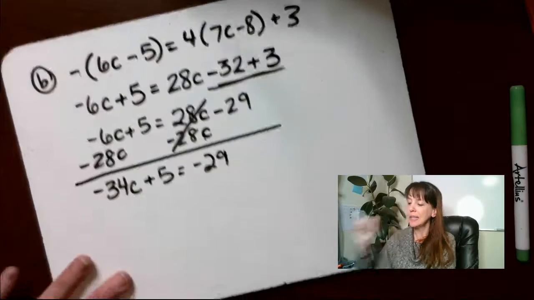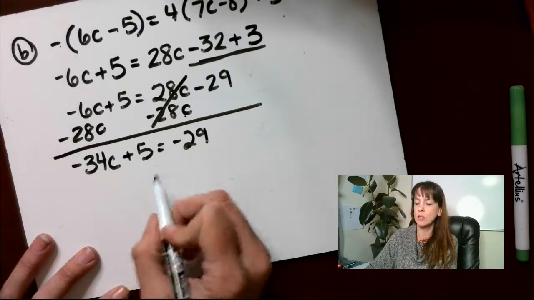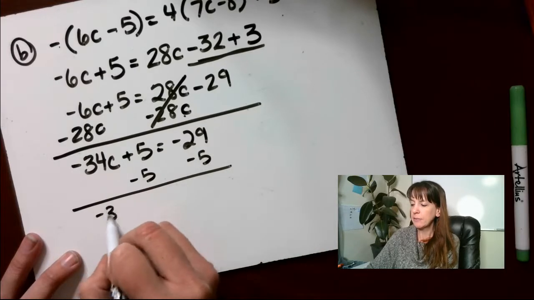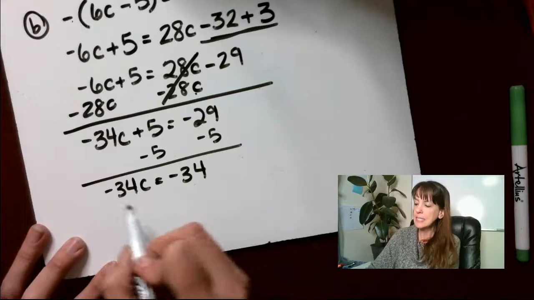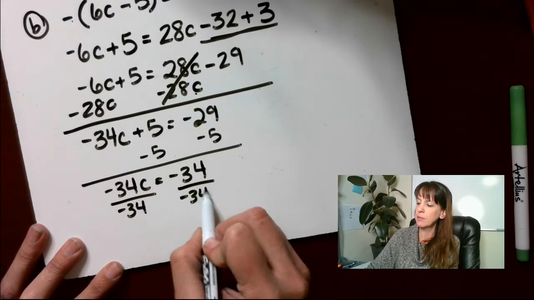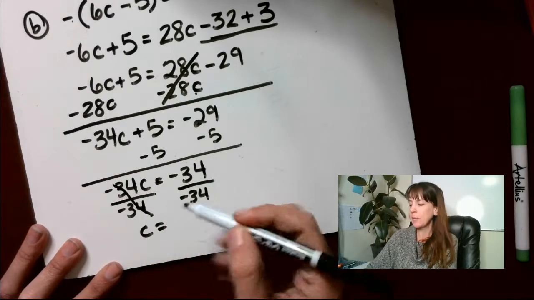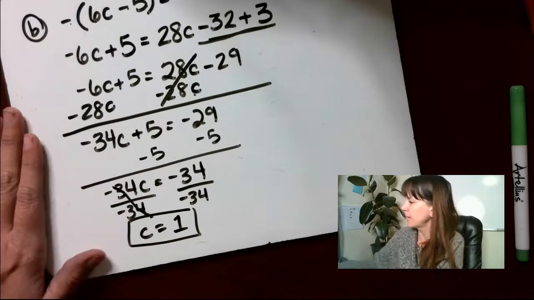Okay, now I want to get this chunk here with the variable all by itself, so I'm going to need to move this chunk over by minusing 5 from both sides. When I do that, I get negative 34C equals negative 34. To get that C by itself, I want to divide by negative 34. C equals, these guys cancel out. Negative 34 divided by negative 34 is just 1. That is your answer. Excellent, guys.